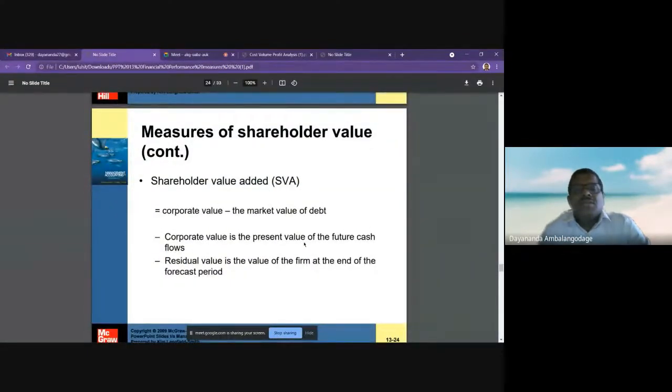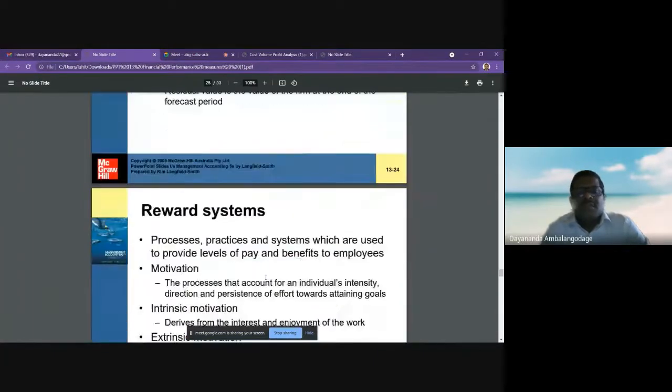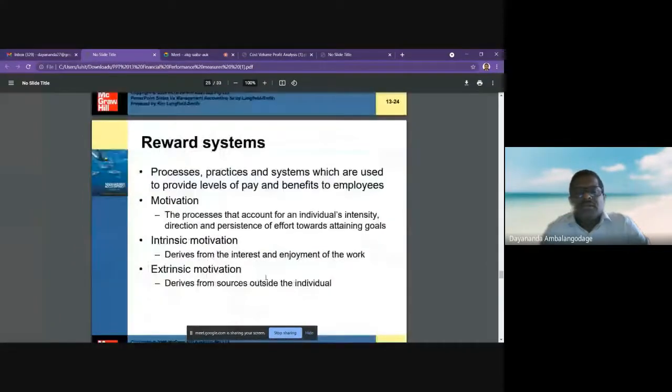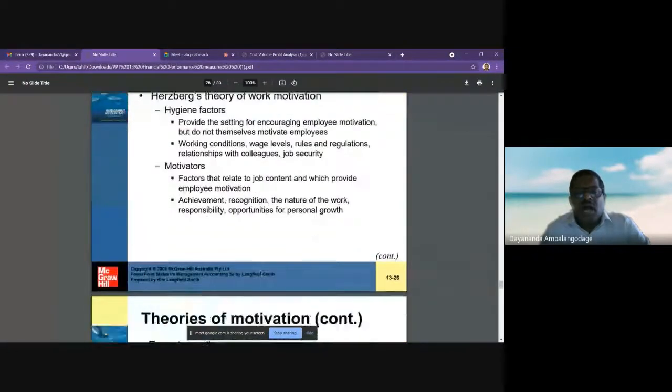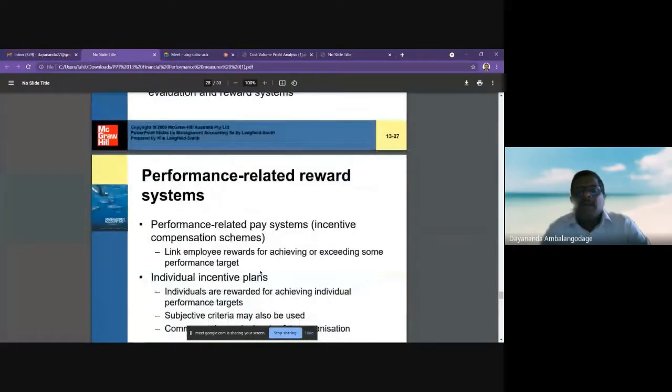Then the shareholder value added concept, another concept. Here we talk not about EVA but about SVA, shareholder value. Corporate value minus the market value of debt is called shareholder value. You take the corporate value, then you take the market value of debt. Corporate value is the present value of the future cash flows. Residual value is the value of the firm at the end of the forecasted period. Then we can talk about other theories, rewarding.